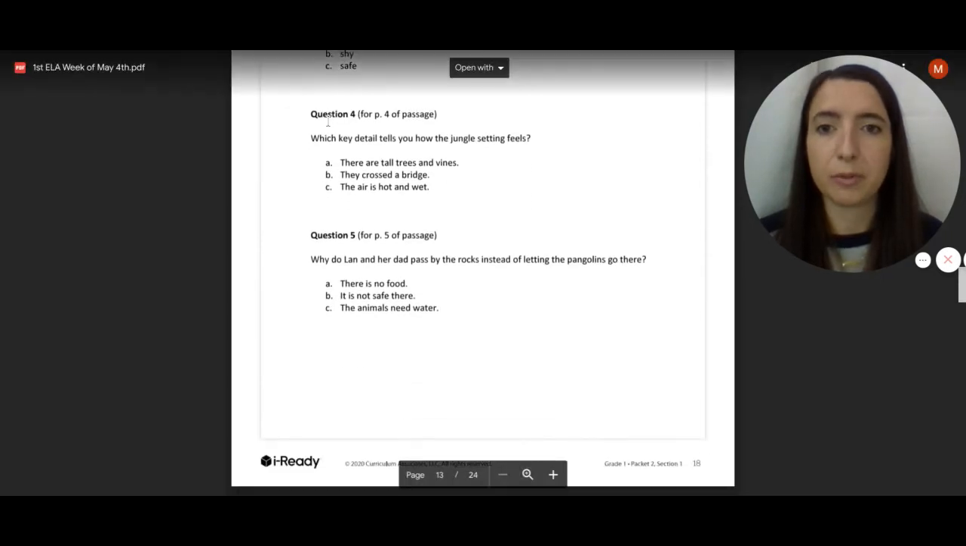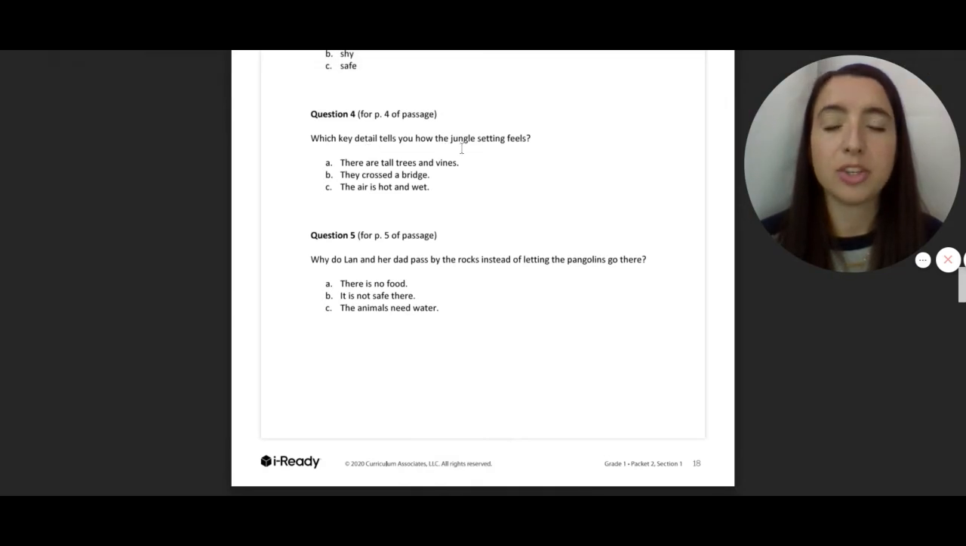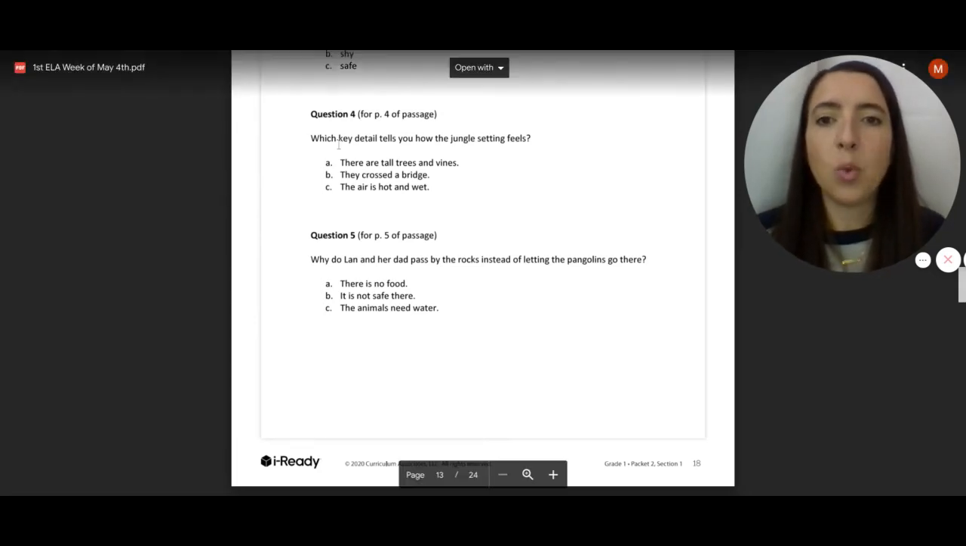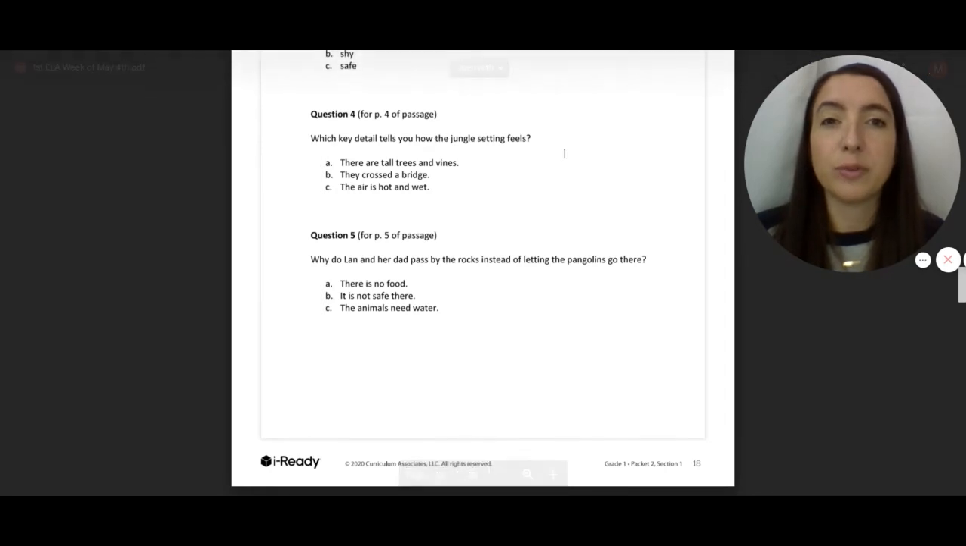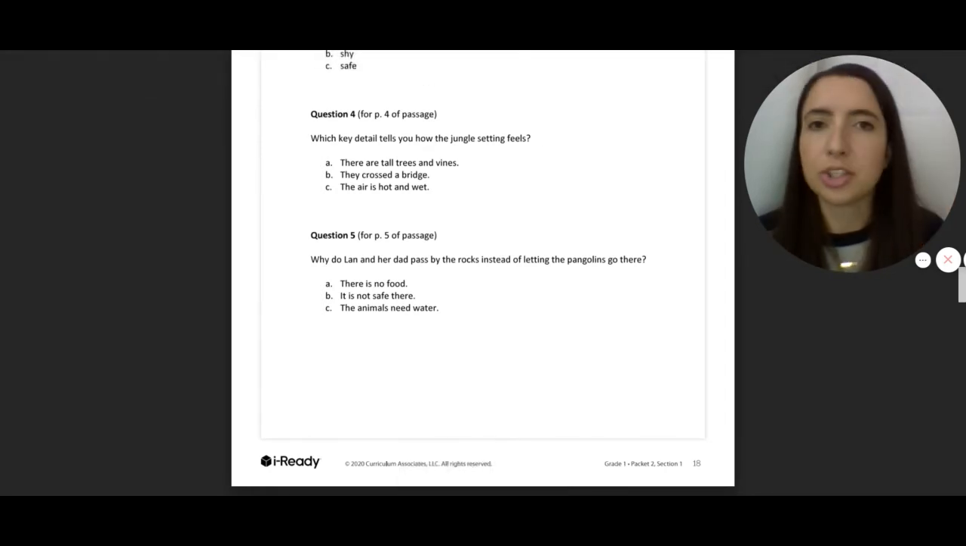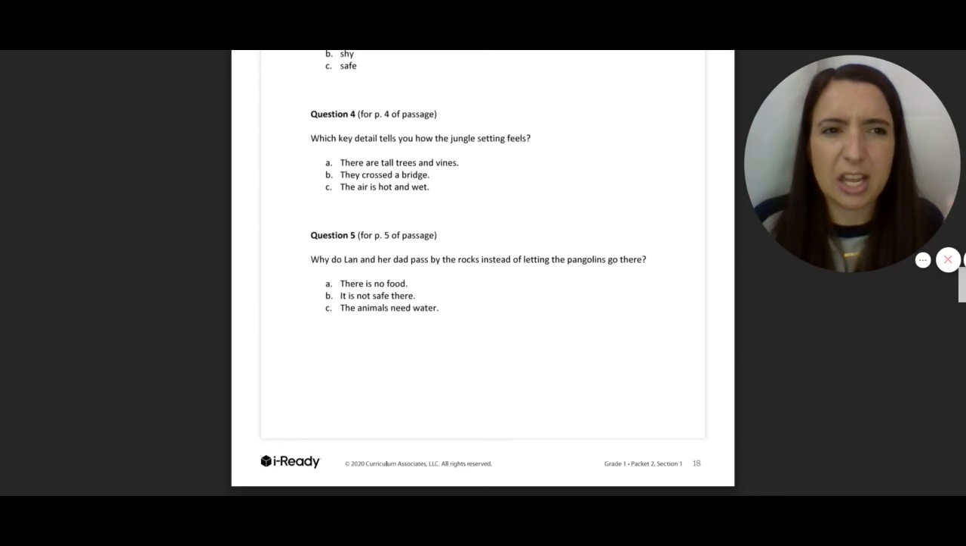Okay, let's do number 4. Which key detail tells you how the jungle setting feels? So we know that part of the story takes place in the jungle. So that's the setting, the second half of the story. But it's saying what key detail tells us how the jungle feels, not how it smells or what it looks like. What does it feel like? Think about using your hands. What does it feel like?